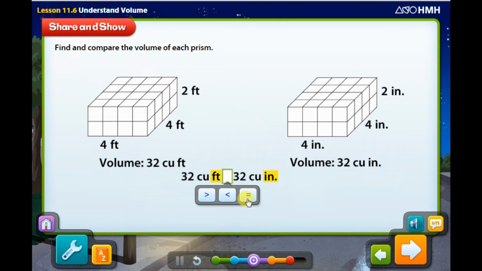Okay, so in this way, I have the same number of volume. I have cubic the same. So let's compare the units that I use here. I substitute the word units by feet, and here I substitute the word units by inches. Which one is bigger, feet or inches? Of course, feet is bigger than inches. That's right. 32 cubic feet is greater than 32 cubic inches.